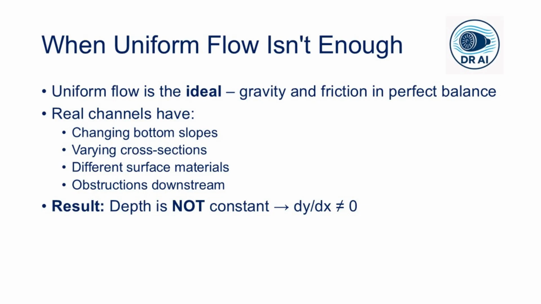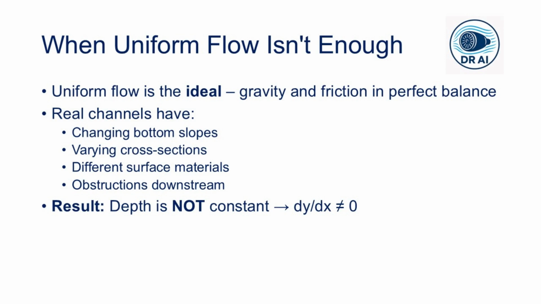So let's be very honest. How often in nature or engineering is flow perfectly uniform? A canal might have a slightly changing slope. The bottom material might change, altering the friction. So, in these real world situations, the depth is not constant.